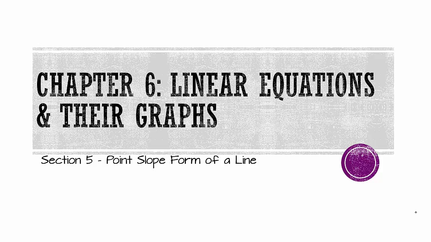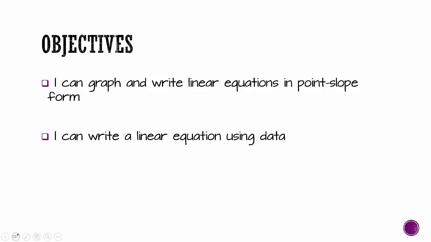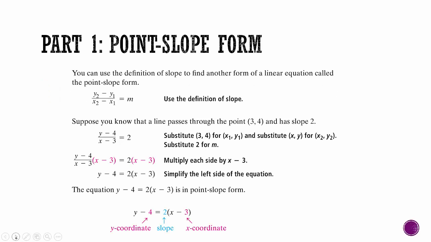Chapter 6, Section 5 is about point-slope form of a line. So by the end of this lesson, you should be able to graph and write linear equations in point-slope form, and then you should be able to write a linear equation using data. So point-slope form is exactly that. It's another form of an equation that gives you two pieces of information, a point and a slope.